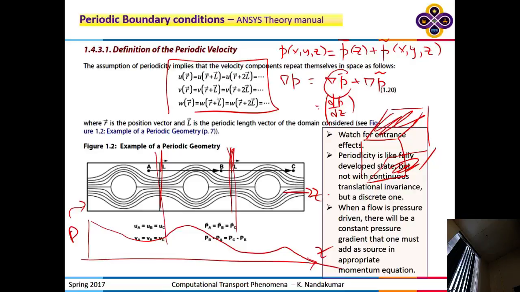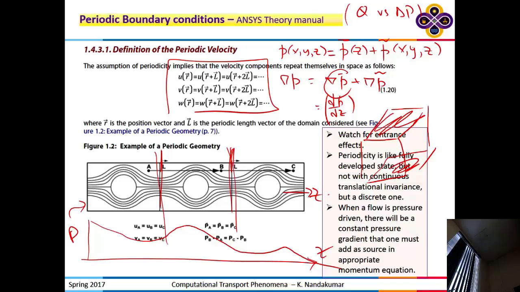But if I specify the velocity here, I cannot specify the pressure here. But I can specify the pressure there, right? And then it will calculate what the pressure is. I can back calculate what the pressure gradient is. So there is a unique relationship between the flow rate and the delta P in channel flow, right? But you cannot specify both delta P and Q, the flow rate.